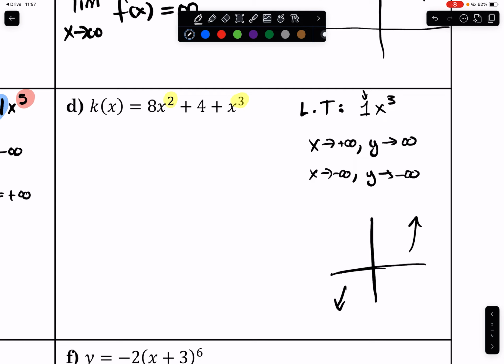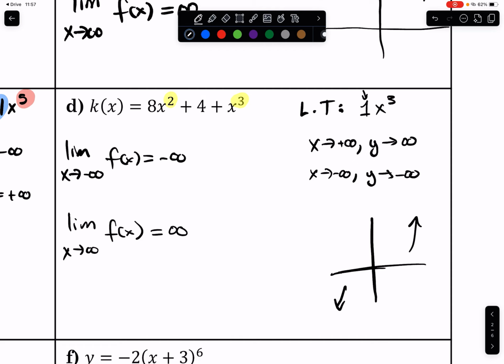So there you have it. In this example right here, we're going to write that the limit as x approaches negative infinity of f of x is negative infinity. And on the right, which means that x approaches positive infinity, the y values are pointing upwards. So there's your limit notation that represents this.